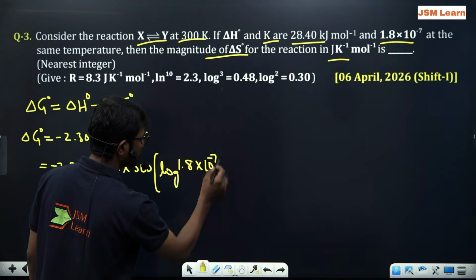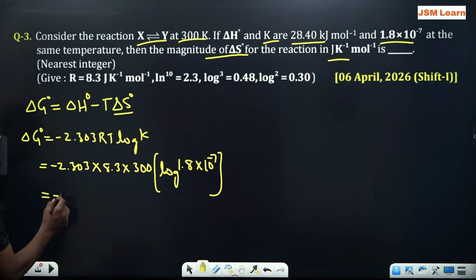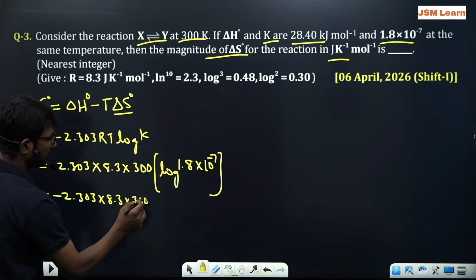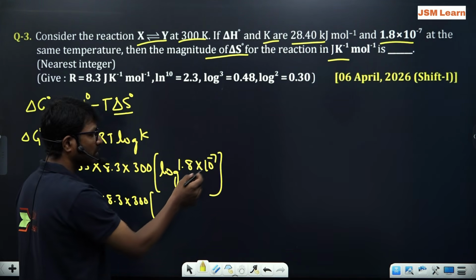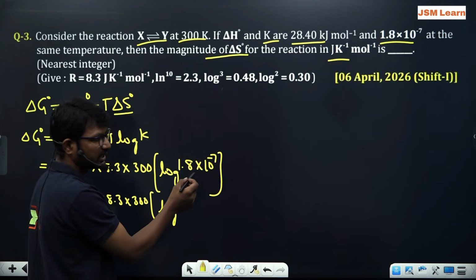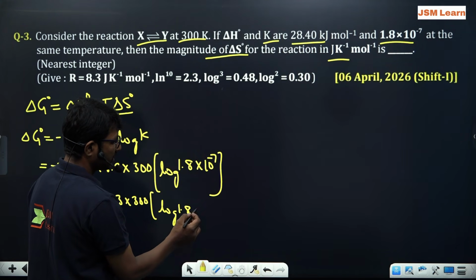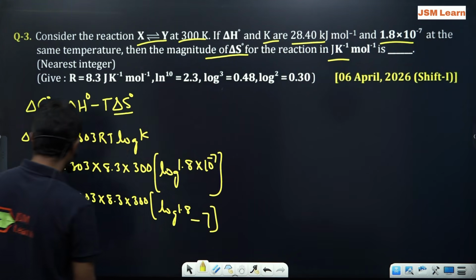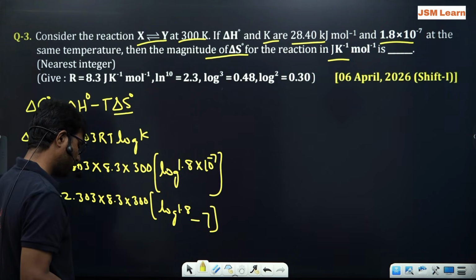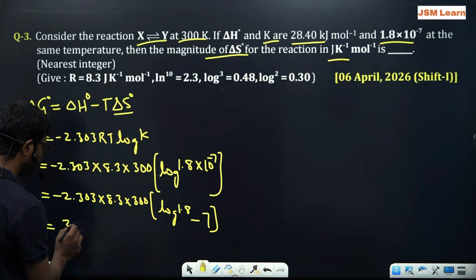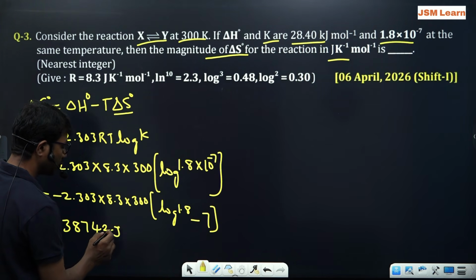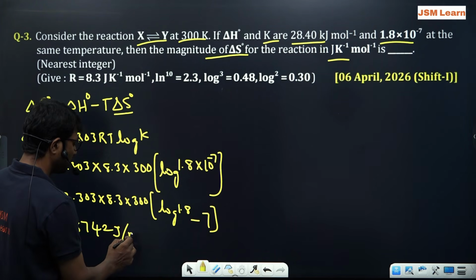So on simplification, minus 2.303 multiplied by 8.3 multiplied by 300, and log of 1.8 into 10 to the power minus 7 can be written as log A multiplied by log 10 to the power of minus 7, that is log A plus log B. So here we'll get minus 7. On simplification, we are going to get this delta G naught value as 38,742 in joules. This is joule per mole.